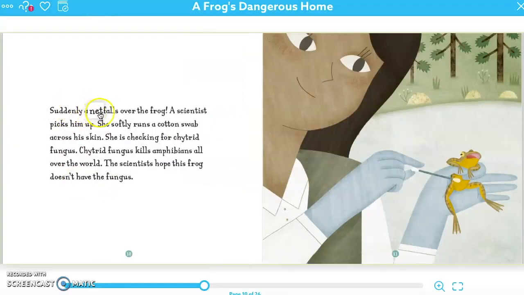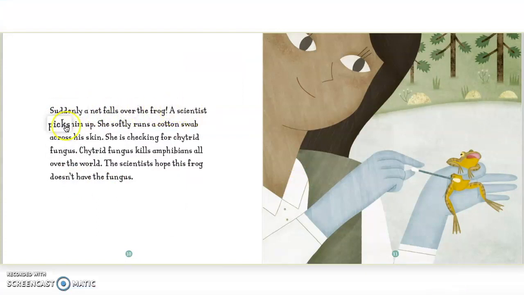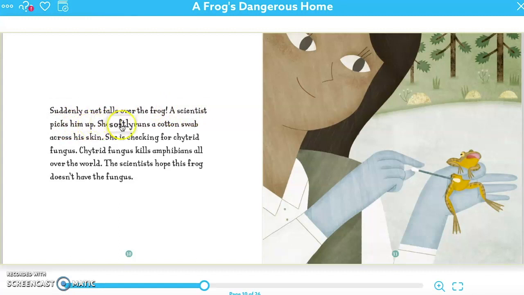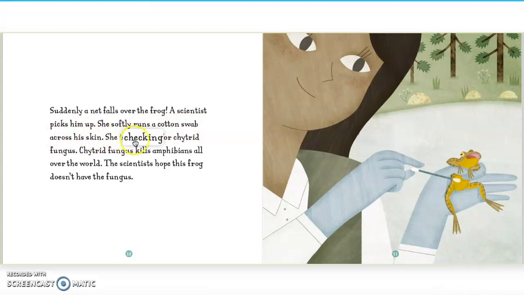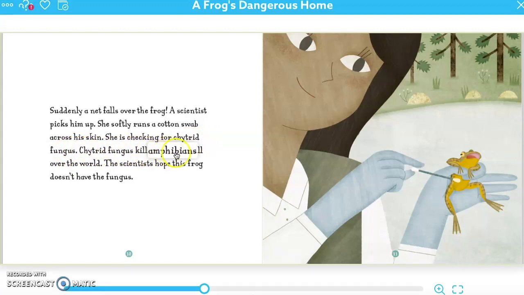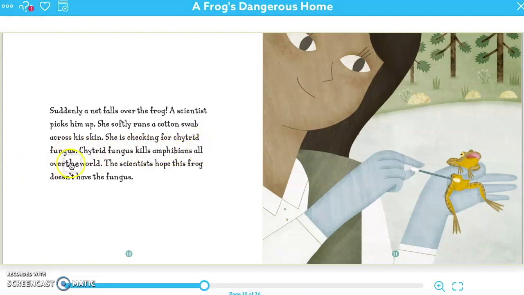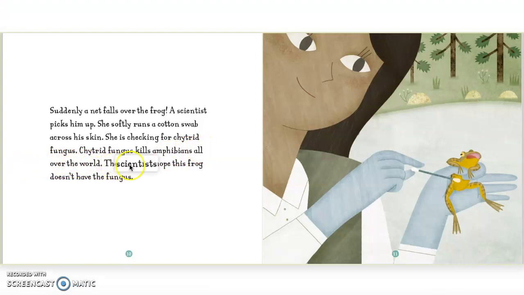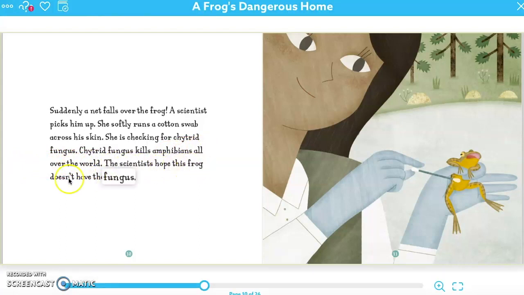Suddenly, a net falls over the frog. A scientist picks him up. She softly runs a cotton swab across his skin. She is checking for chytrid fungus. Chytrid fungus kills amphibians all over the world. The scientists hope this frog doesn't have the fungus.